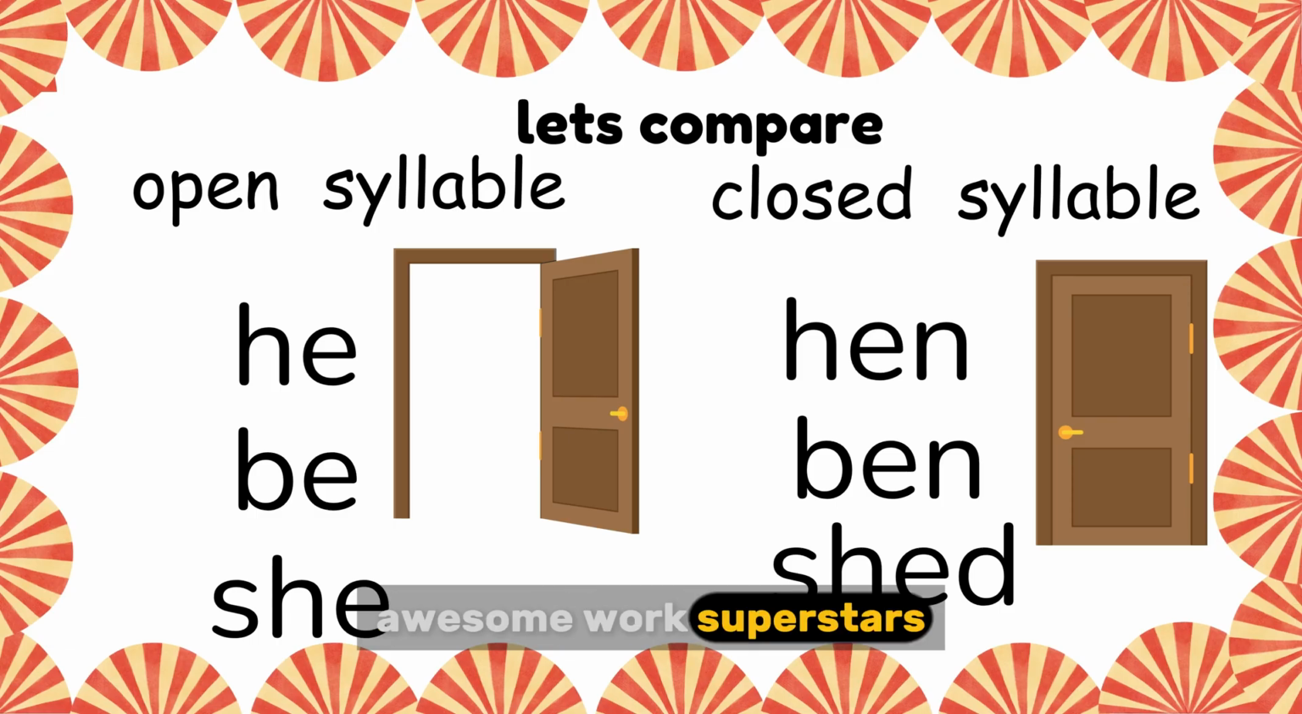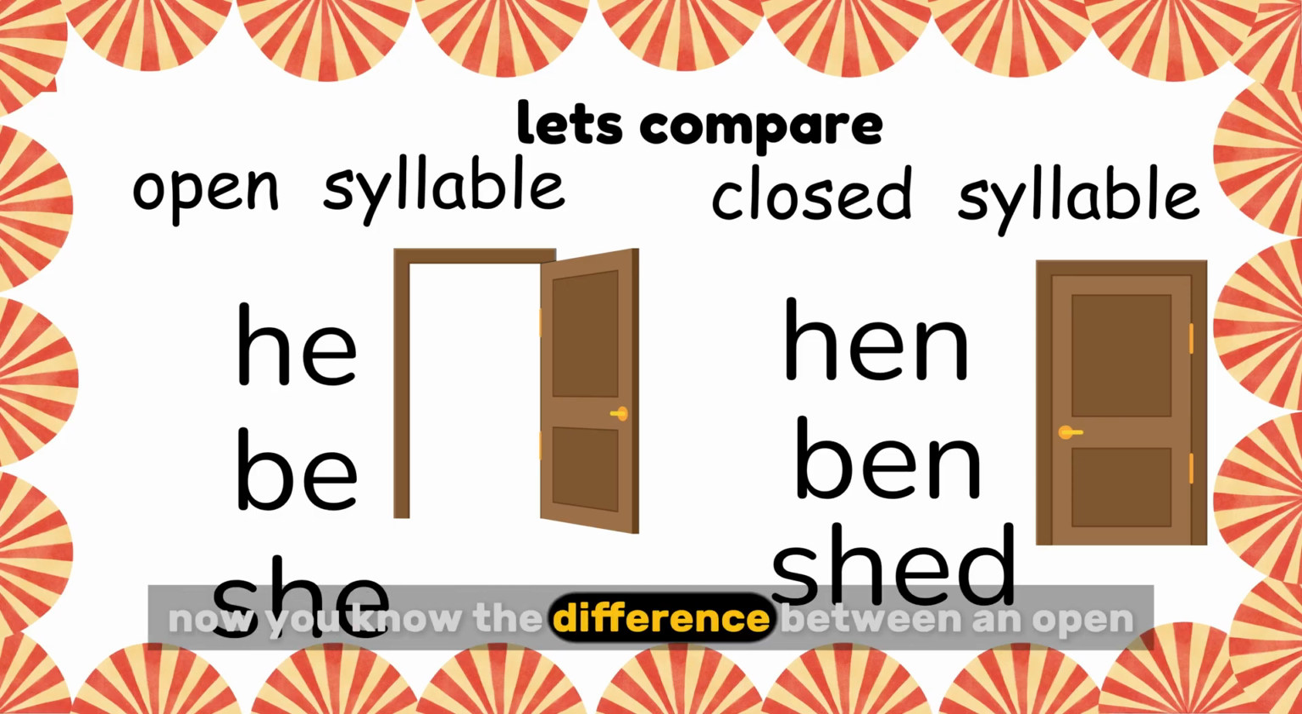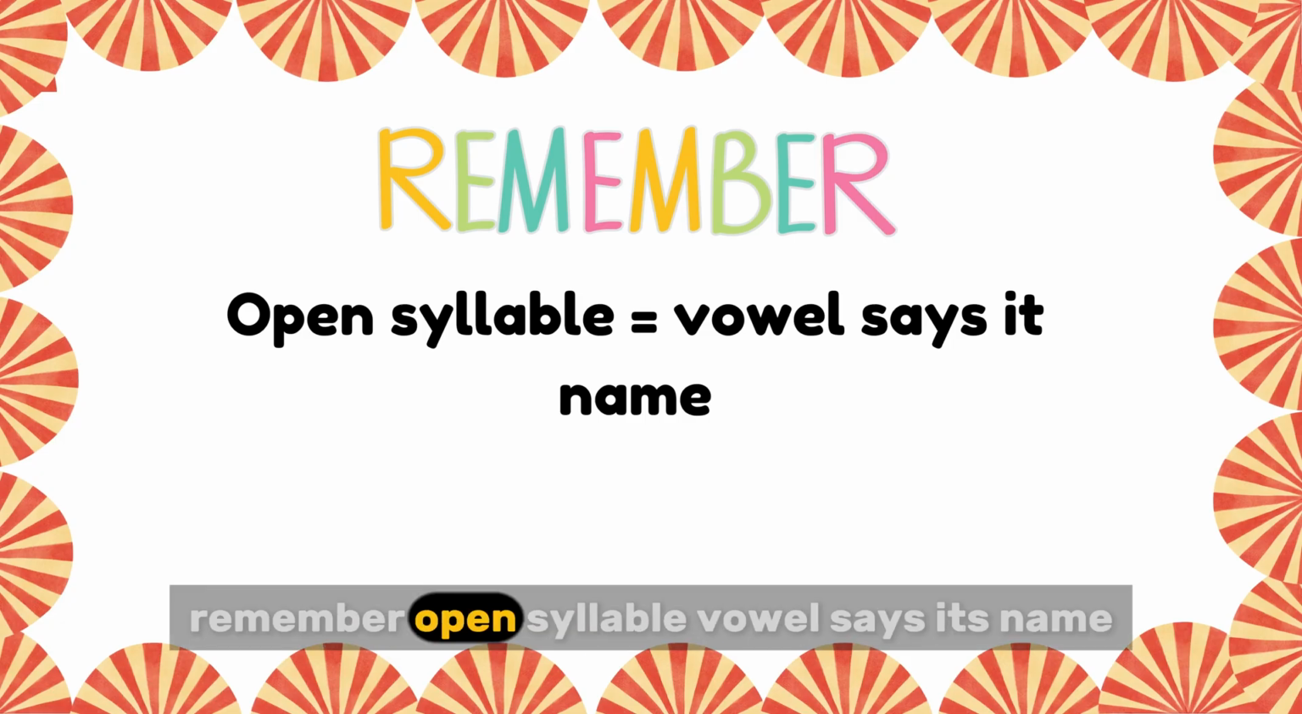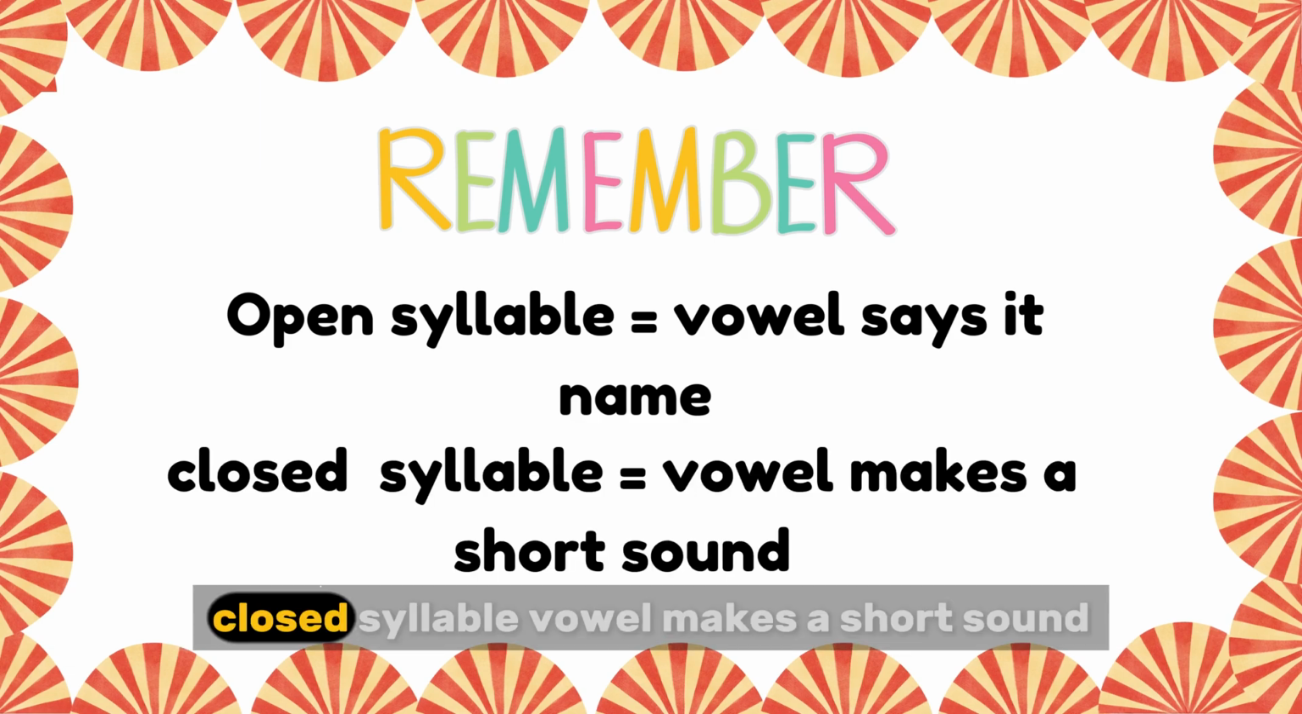Awesome work, superstars. Now you know the difference between an open syllable and a closed syllable. Remember, open syllable, vowel says its name. Closed syllable, vowel makes a short sound.